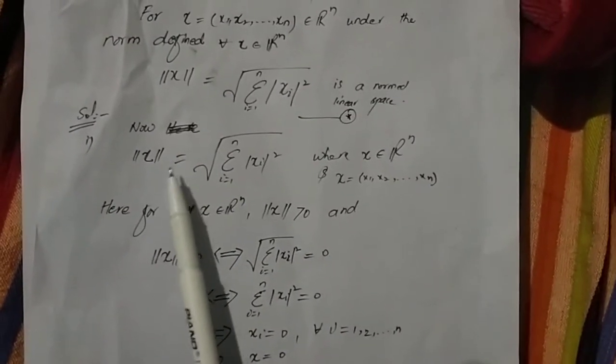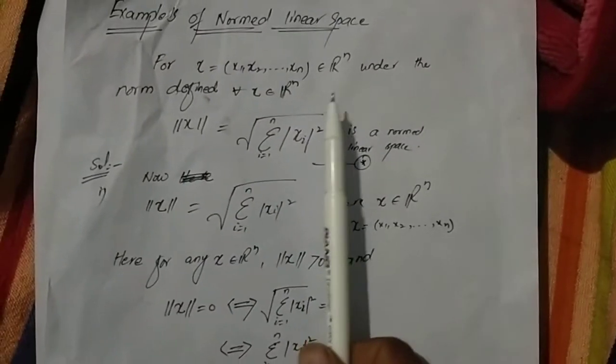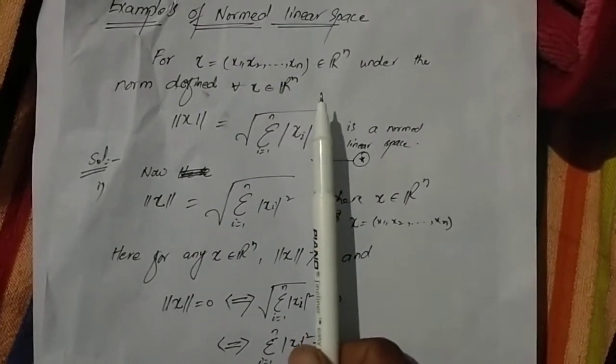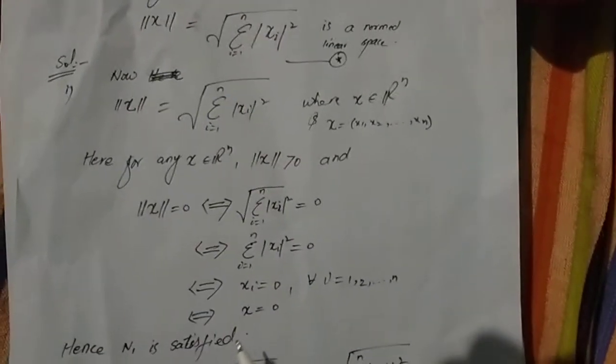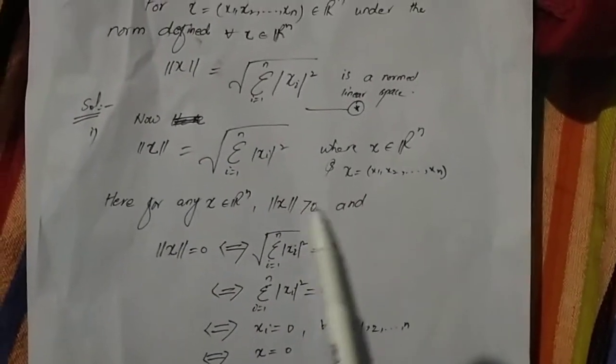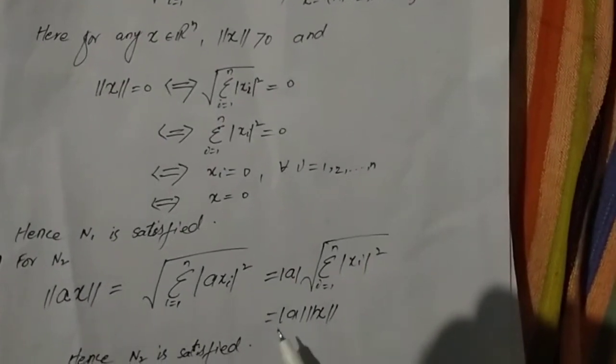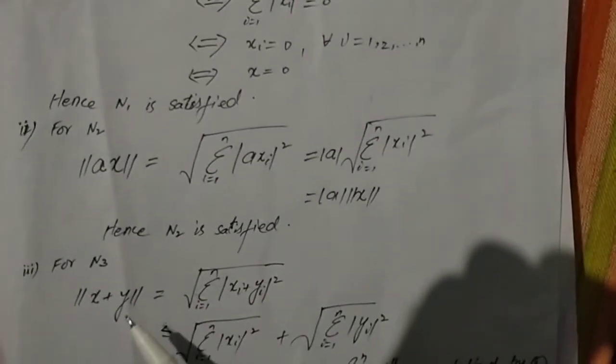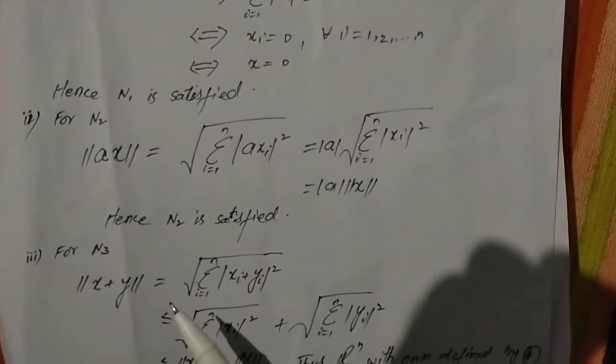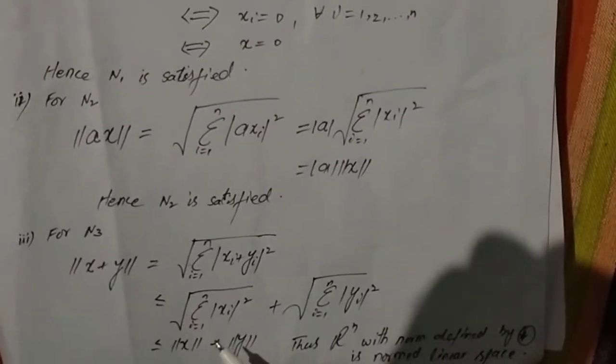There are three conditions to prove that a space is a normed linear space. The first condition: the norm of x must be greater than or equal to 0. The second condition: the norm of a x equals the modulus of a times the norm of x. The third condition is the triangle property: the norm of x plus y is less than or equal to the norm of x plus the norm of y. Now we prove them one by one.